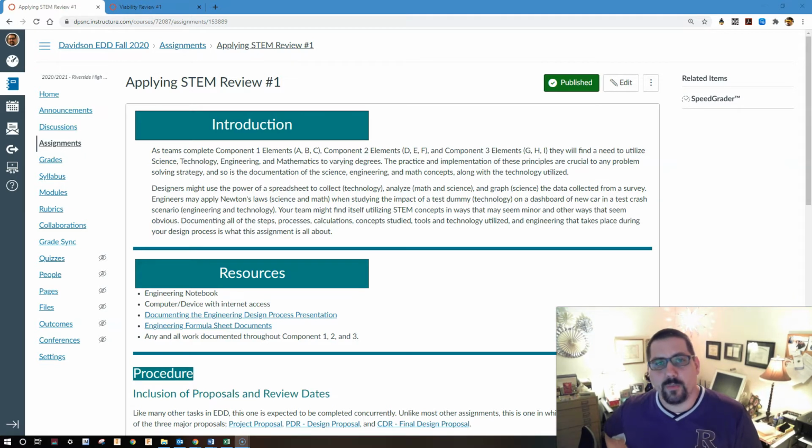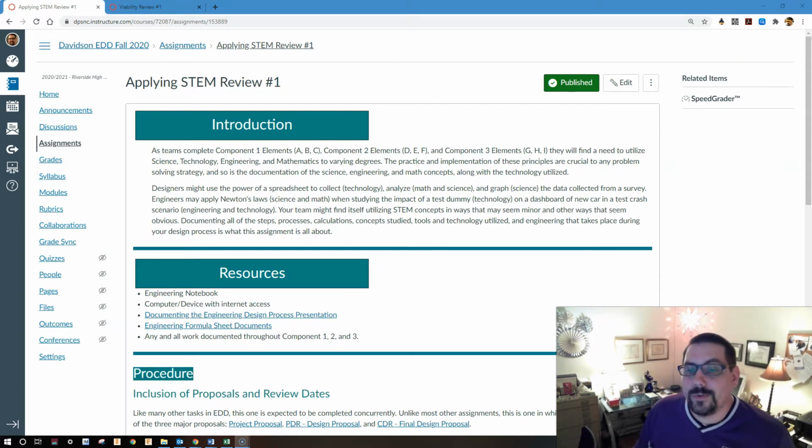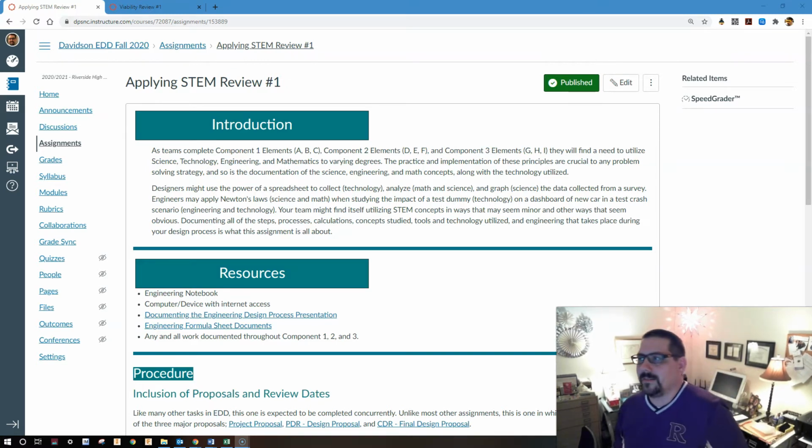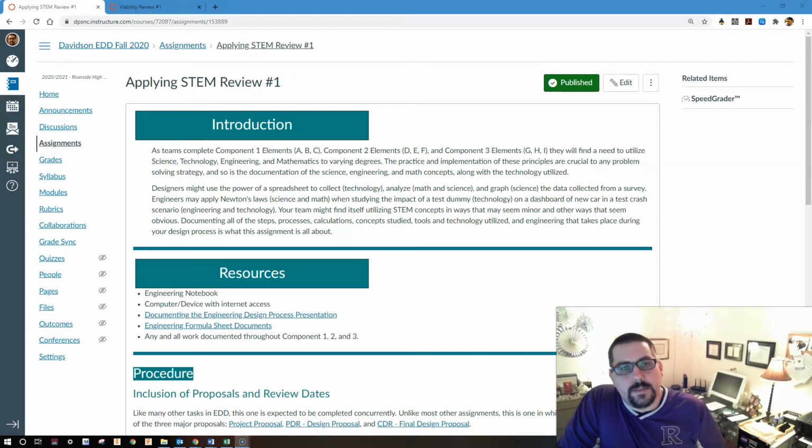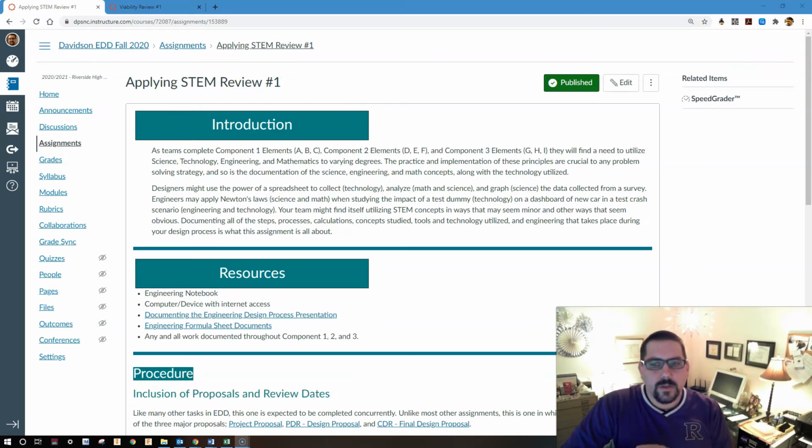Designers might use the power of a spreadsheet to collect, analyze, and graph data that's collected from a survey. Engineers may apply Newton's laws when studying the impact of, say, a test dummy on a dashboard of a new car in a test crash scenario. Your team might find itself utilizing STEM in ways that may seem minor and other ways that seem obvious. Documenting all of the steps, processes, calculations, concepts studied, tools utilized, and engineering that takes place during your design process is what this assignment is all about.